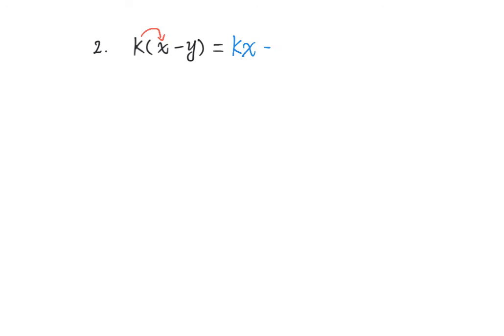minus k times y, which is ky. Kx and ky are unlike terms. You cannot combine them. So that's it.